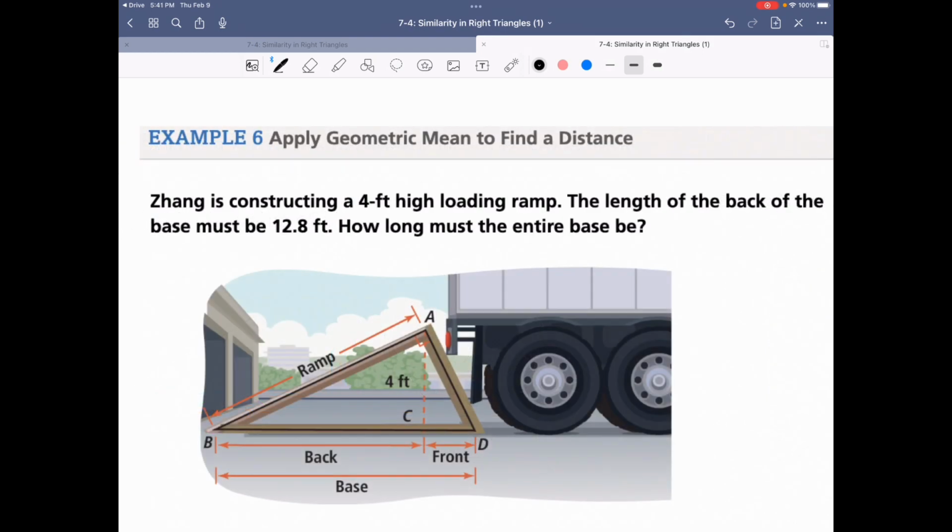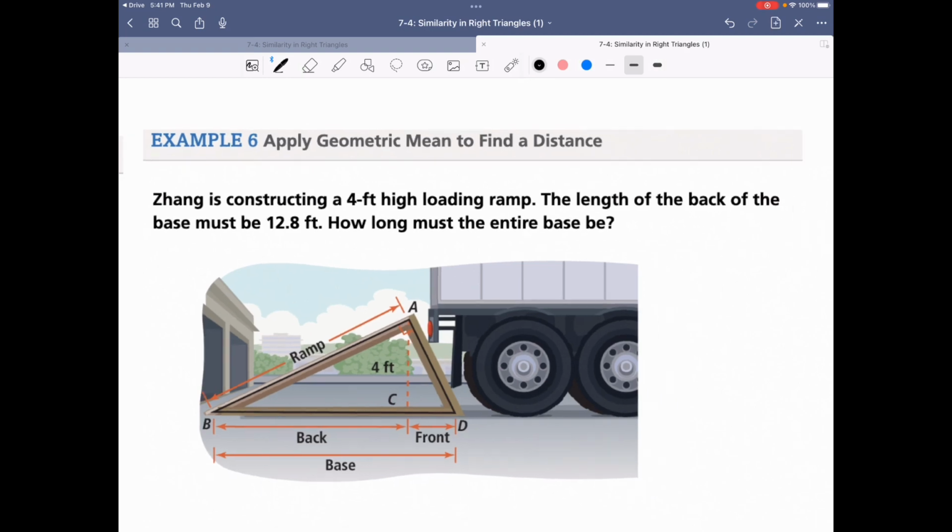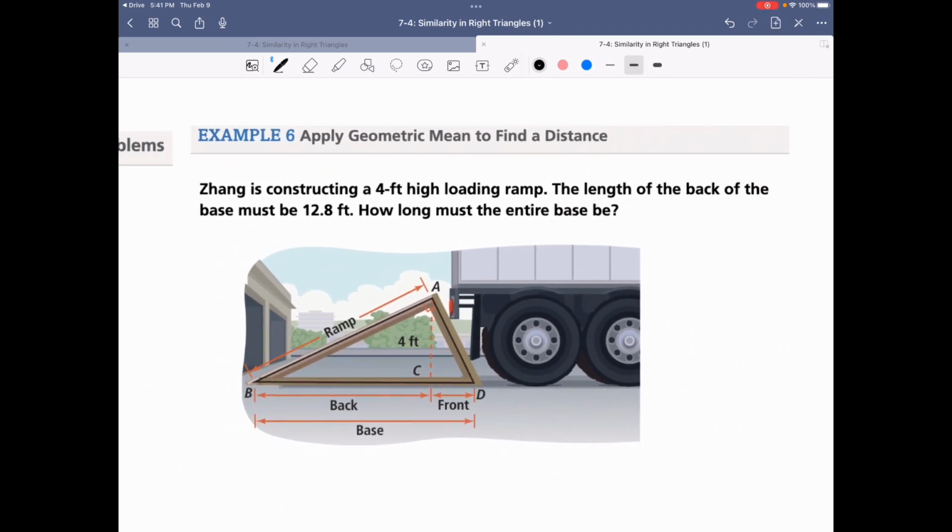Example 6 is apply geometric mean to find distance. Zhang is constructing a 4-foot high loading ramp. The length of the back of the base must be 12.8 feet. So in the picture, that's talking about this piece right here. And they're asking, how long must the entire base be? But before I can figure that out, I need to figure out what the front part would be. So I'm going to compare the two triangles.